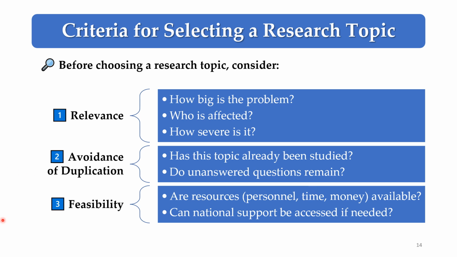The third criterion you want to use is feasibility. You want to ask yourself, are resources available, especially if you are a student? Do you have the time to attempt this problem? Do you have the money? Some research needs money. As a student or any other researcher, do you have the funds necessary to carry out this research? And do you have the personnel? You might also ask, can national support be accessed if needed?